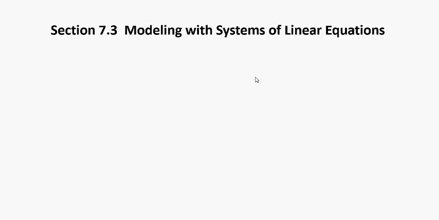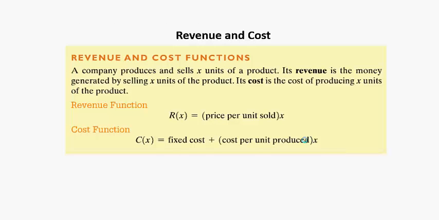So when we talk about modeling with systems of linear equations, if you recall, a system of linear equations is two linear equations that can be graphed, and when you solve a system of linear equations, you're looking for the point of intersection of the two lines, or the point that makes both equations true. So one very common problem that we see with systems of equations is revenue and cost functions.